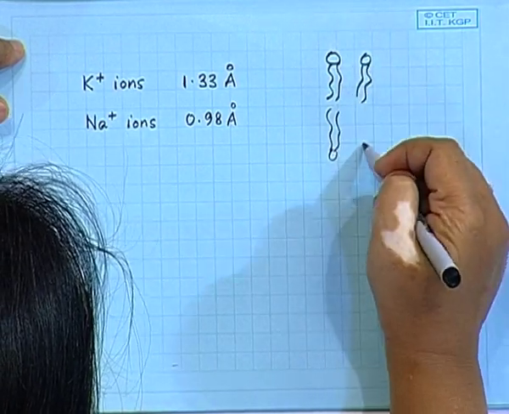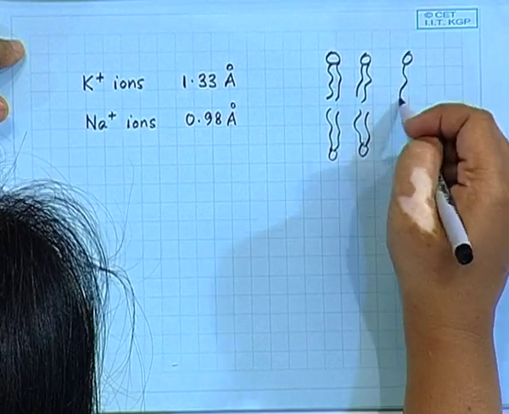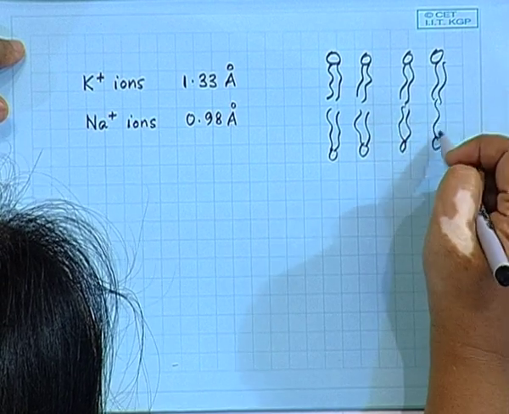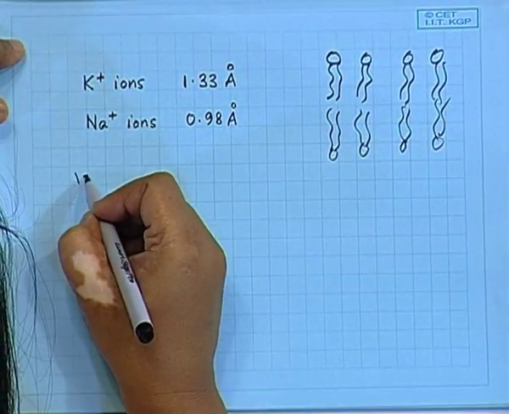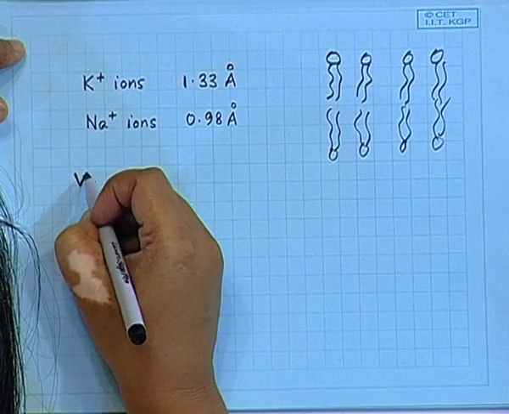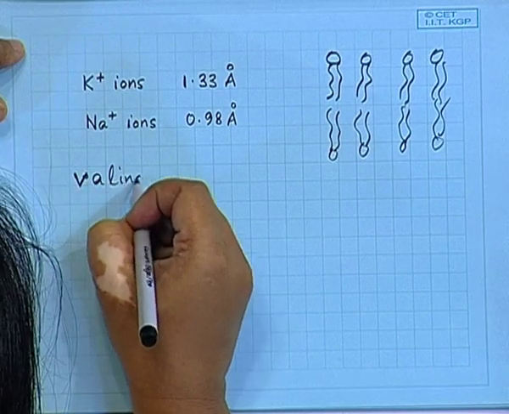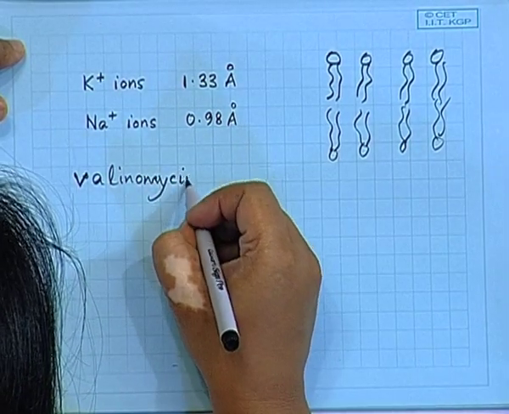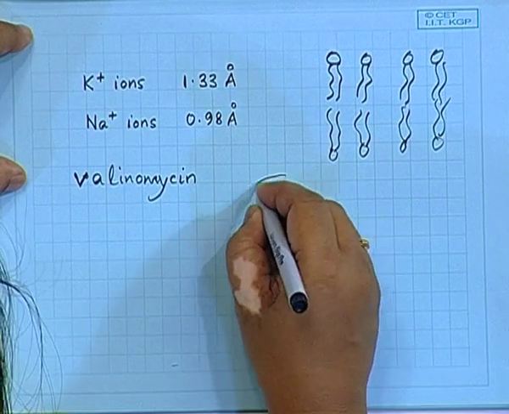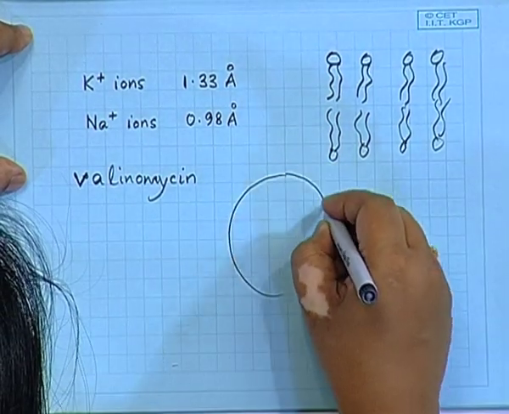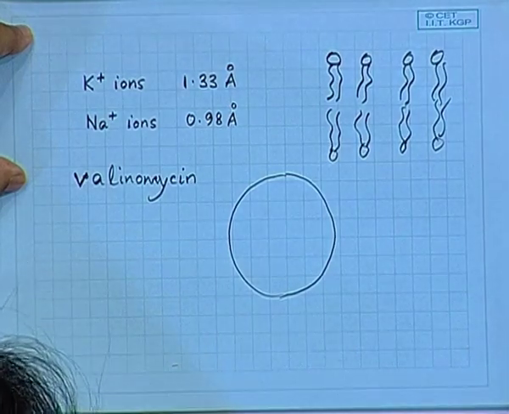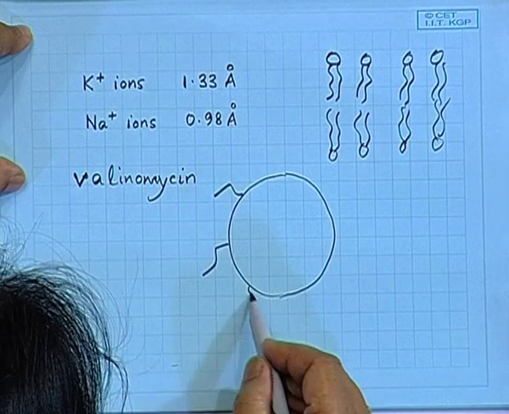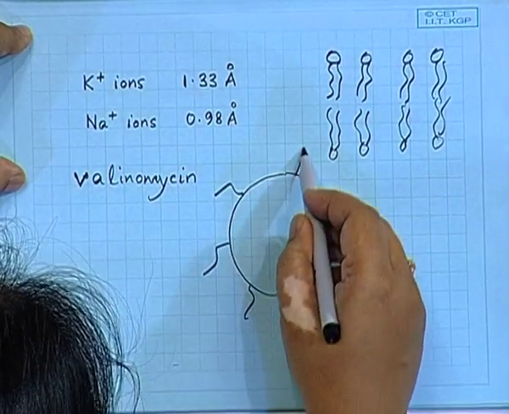Now, there is a certain molecule that is very cleverly designed called valinomycin. This is kind of a circular molecule. It is made up of 6 amino acids.